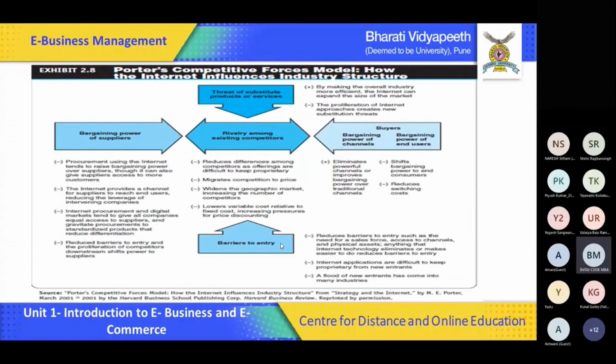Now see, this is Porter's competitive forces model, showing how the internet influences the industry structure. It is a kind of self-explanatory model. I will give you two to three minutes, please read it. Is it visible to you? Yes, ma'am, it's visible. So this is the last slide. Just read it carefully, because this model will help you understand the competitive forces and how they influence the industry structure. First is the bargaining power of suppliers, right? So just have a look and then we will discuss.